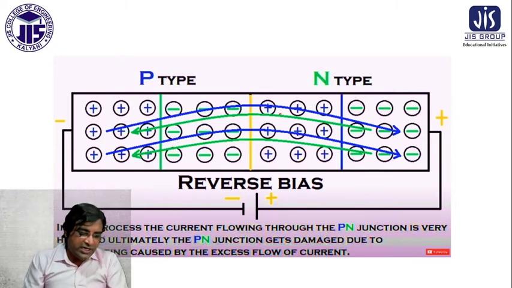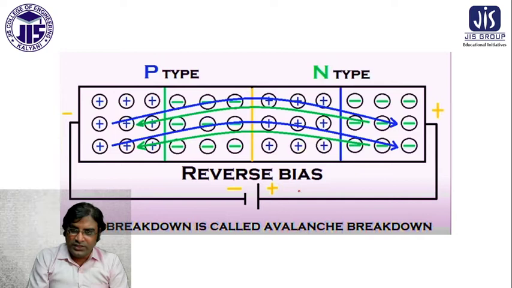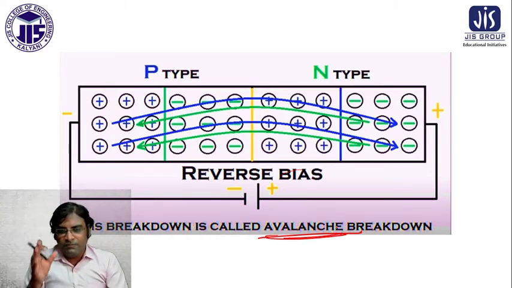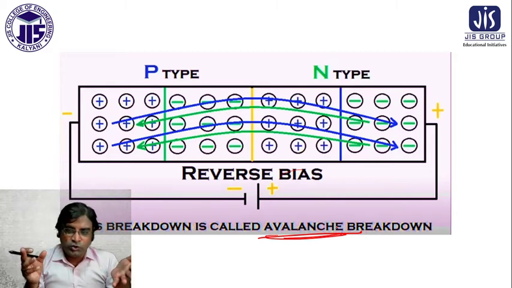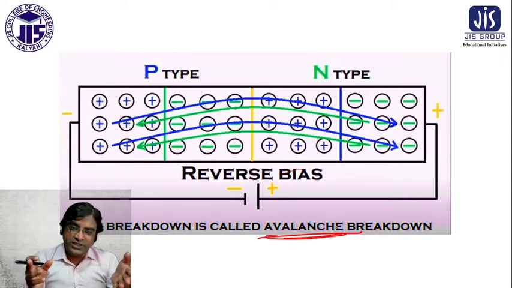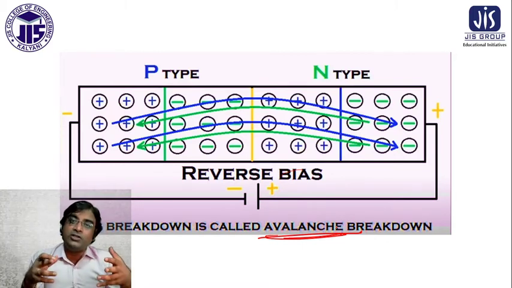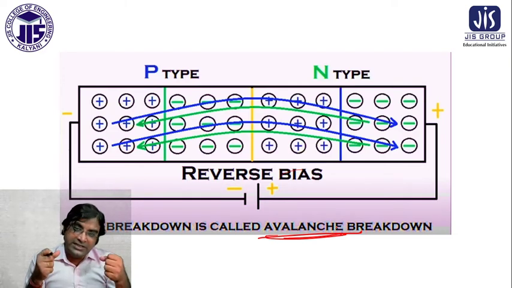But it is hypothetically perfect, the avalanche breakdown. These things are hypothetically perfect, but for realistic purposes it is quite difficult, because if I want to reach this particular voltage, what happens? The diode will be destroyed, because it cannot resist that much voltage.